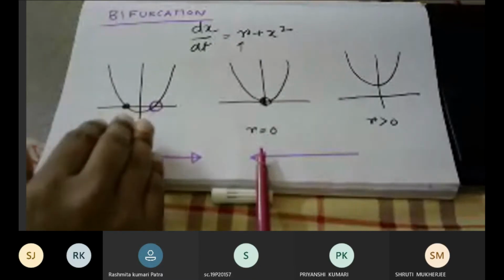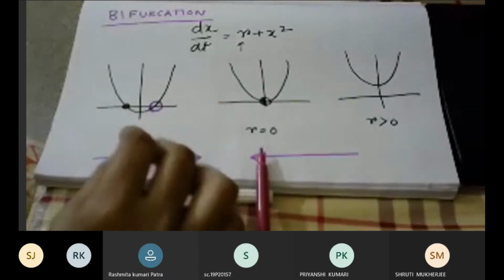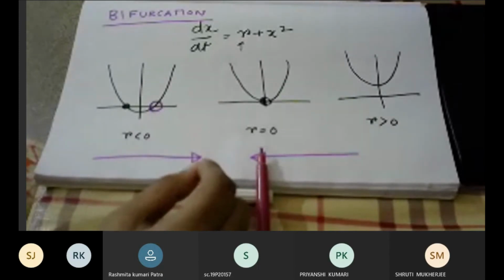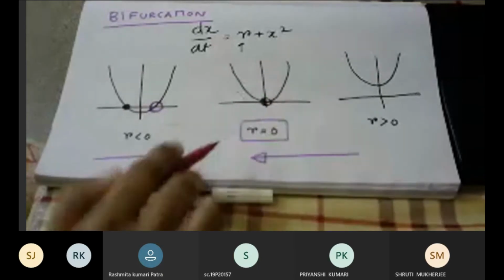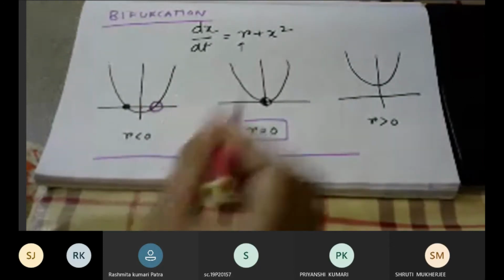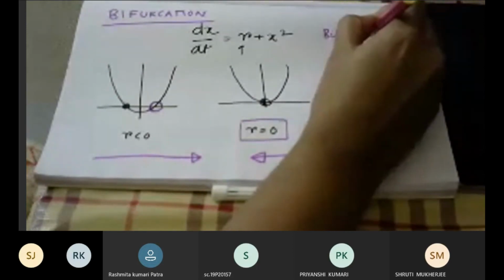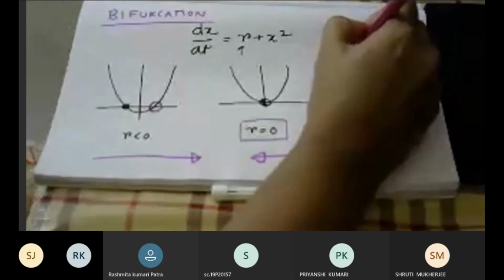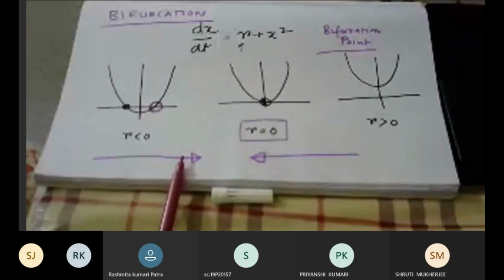The entire phenomena of getting a fixed point or losing a fixed point or changing the stability of a fixed point is called a bifurcation. And the value of the parameter at which it happens, here in our particular example, it is r equal to 0, that is called a bifurcation point. So in this particular problem, r equal to 0 is our bifurcation point.